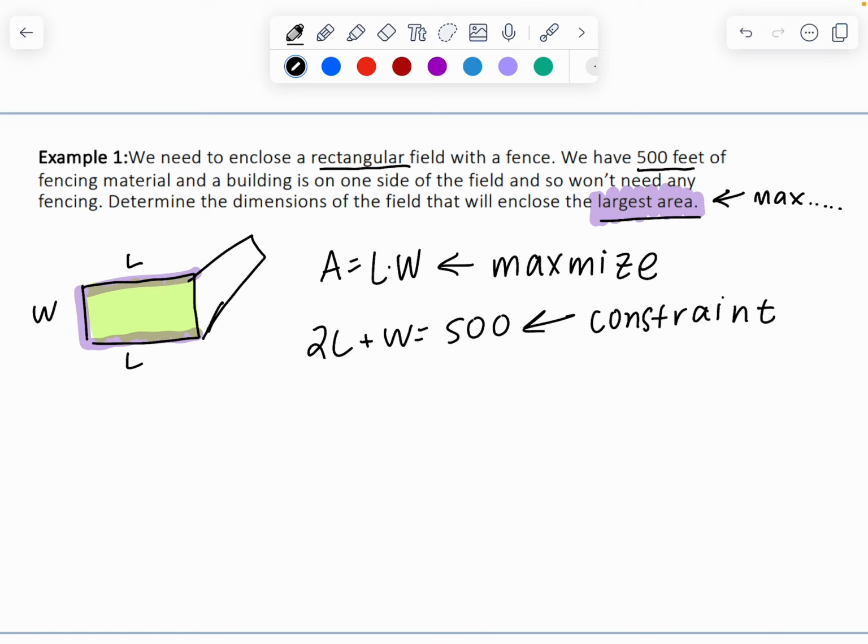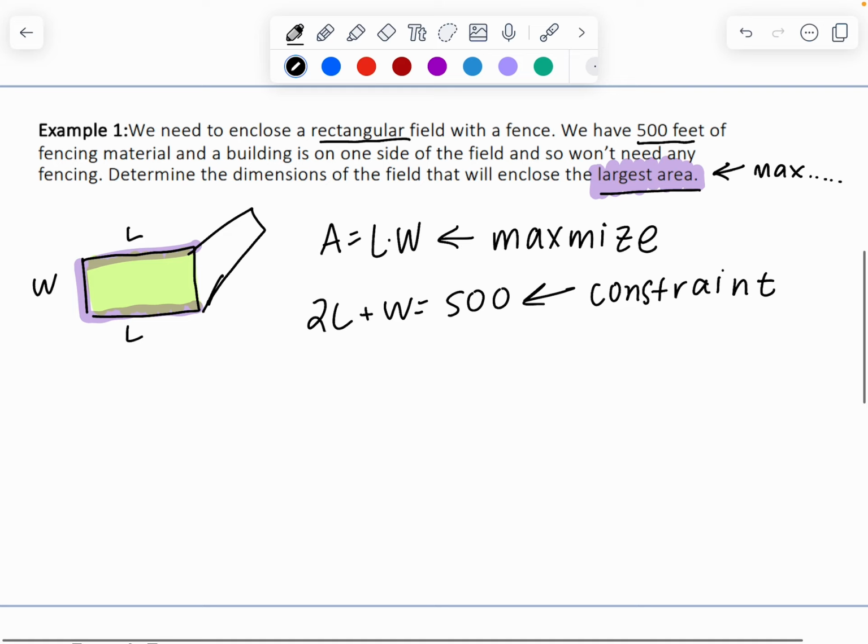So I'm understanding the problem, and I have my equations. Now I want to combine the constraint of 500 into the equation that I'm trying to maximize. I'm going to use a system of equations to do this. A big idea that you might know here is that you can only solve an equation if you have one variable.